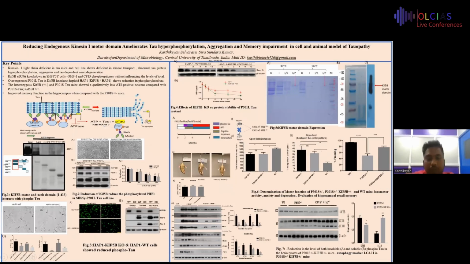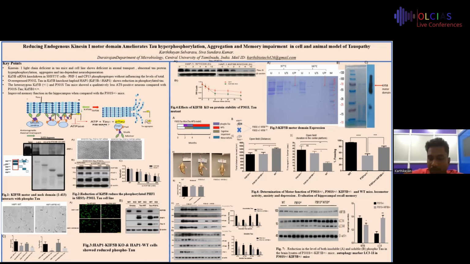So the title is: we are working on an Alzheimer's model, particularly, the title of the work is reducing endogenous kinesin-1 motor domain ameliorates tau hyperphosphorylation, aggregation and memory impairment. You can say the animal model of tau. By the concept our boss presented previously, kinesin is a motor protein.